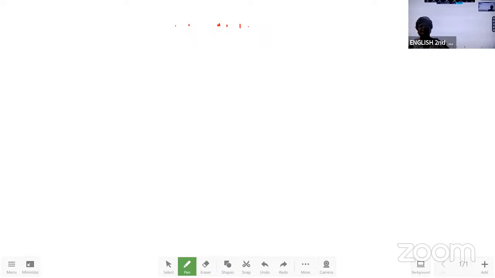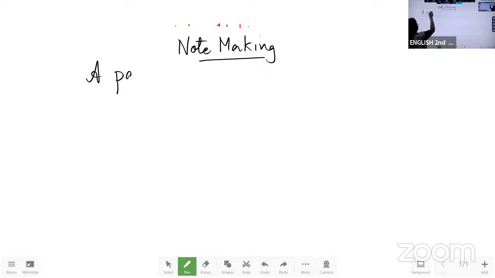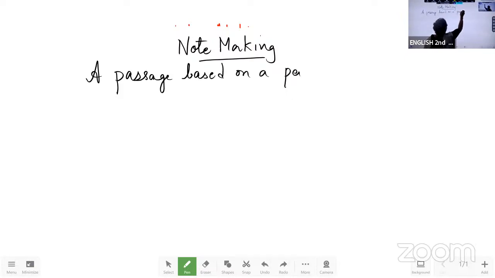passage is given and the passage does not have a title. What is most important is the title. Remember this. In note making, a passage is given based on a theme. You can say the theme, or you can say based on a particular topic.